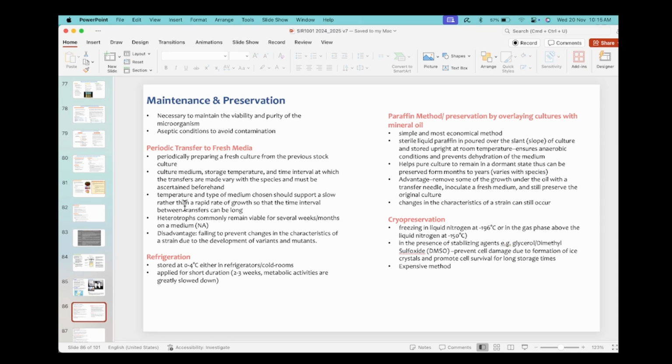Anything longer, you need slants in bottles or deeps. Why are bottles better? Because you can tighten the caps, and that will reduce a lot of evaporation. You can keep them longer, about 1 month. For certain bacteria, especially spore formers, you can actually just keep them in sterile distilled water. If you're using deeps, you can overlay the culture with mineral oil.